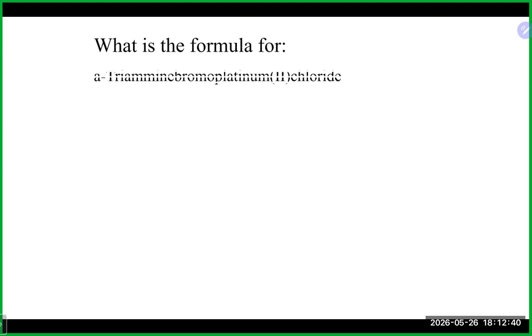All right, 2 more here. We'll do formulas on this. So give the proper formulas for each of these names.